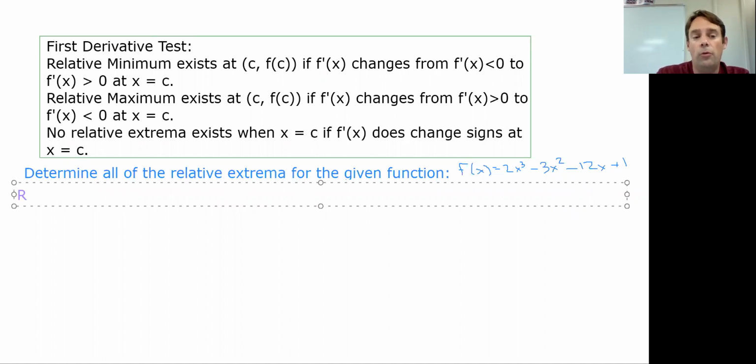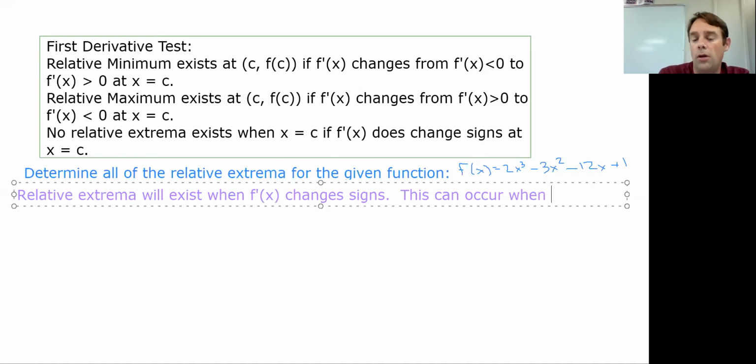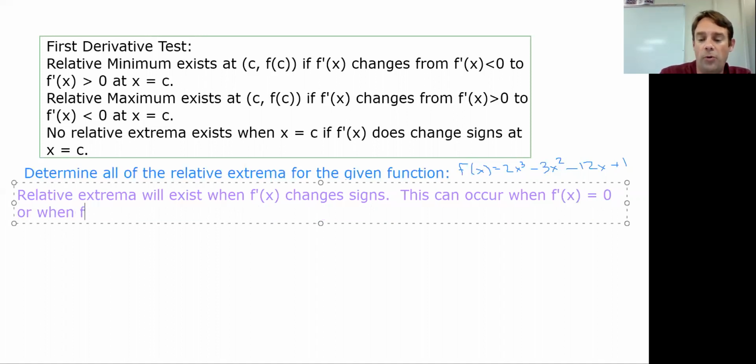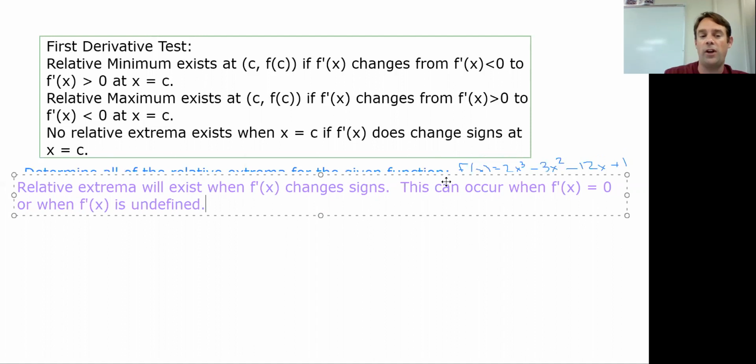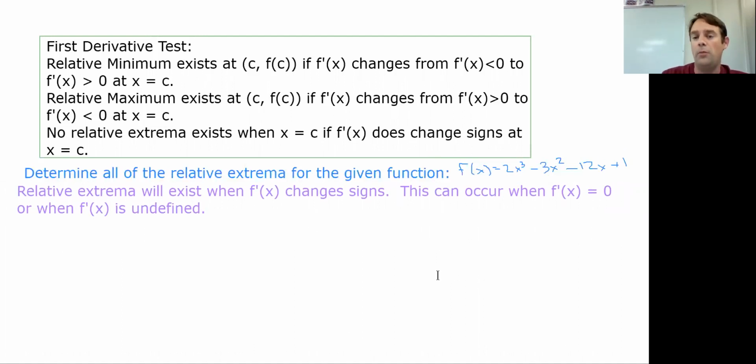So first up, relative extrema can exist or will exist when f prime of x changes signs. This can occur when f prime of x equals 0 or when f prime of x is undefined. So we start off, we say what we're going to do. We're giving ourselves permission to go ahead and play with this idea of a derivative.